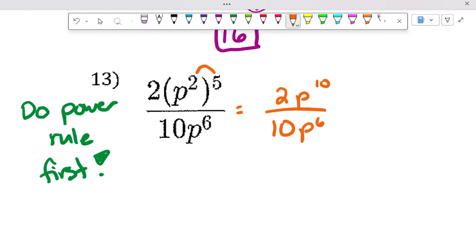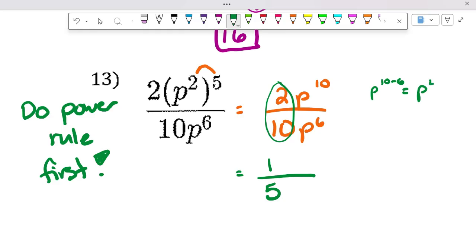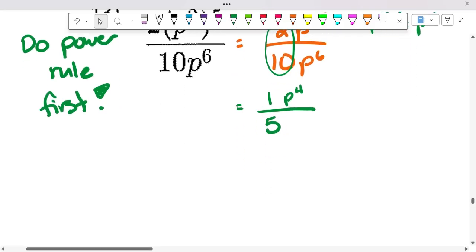Now I got some division rules. So 2 over 10 simplifies down to what? 1 over 5. Now, p's. We have p to the 10 minus 6, which is what? Where do I put it? Numerator, denominator? Numerator. So that's where the bigger one was originally. So if I clean it up a little bit, p to the 4th over 5.